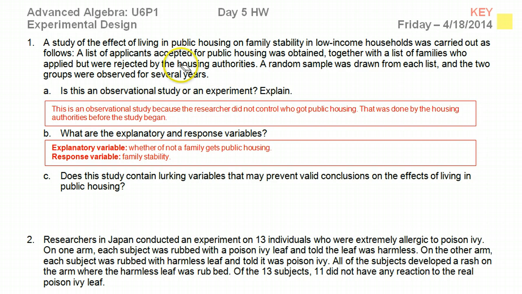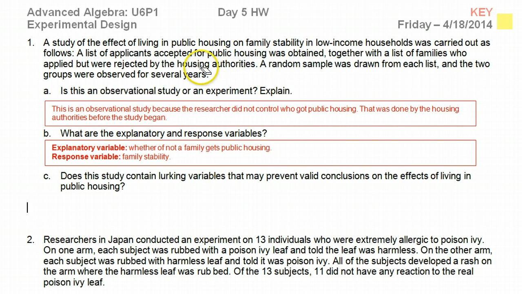The way those two groups were decided is one group was accepted by the housing authorities, and the other group was rejected by housing authorities. So I don't know what the standards are that the housing authorities use to decide who gets public housing and who doesn't. But whatever their standards are for rejecting some people and accepting others, the housing authorities see a clear difference between these two groups of people. So whatever that difference is, that's going to cause lurking variables.